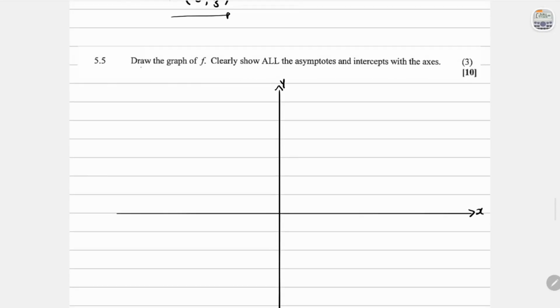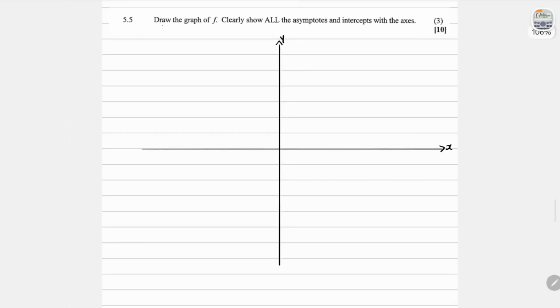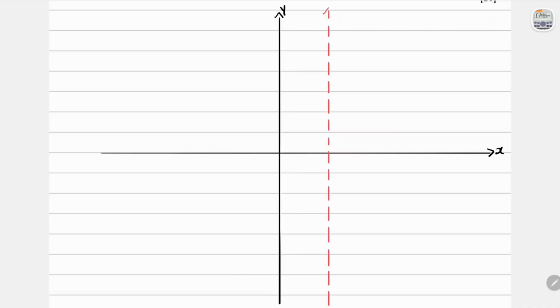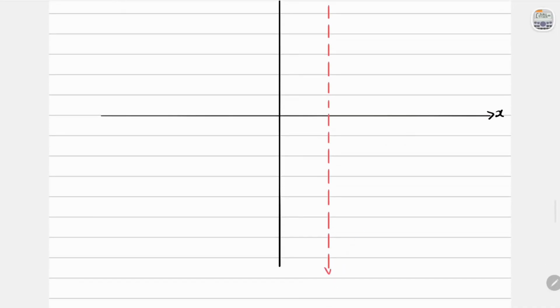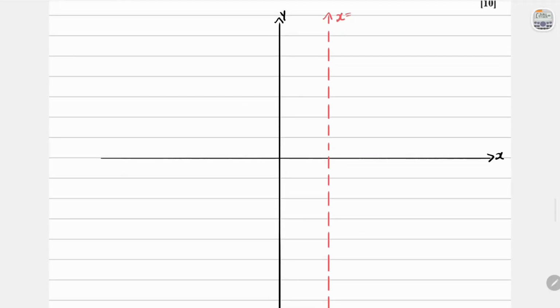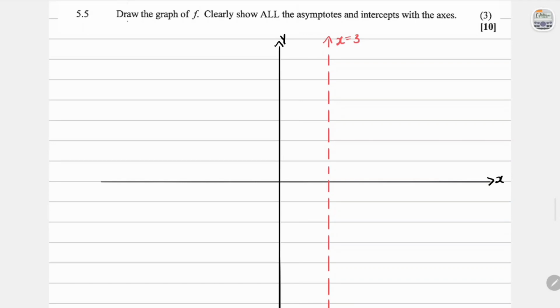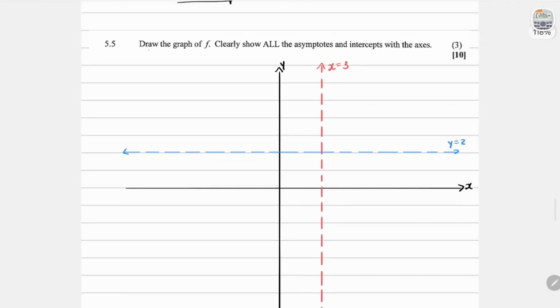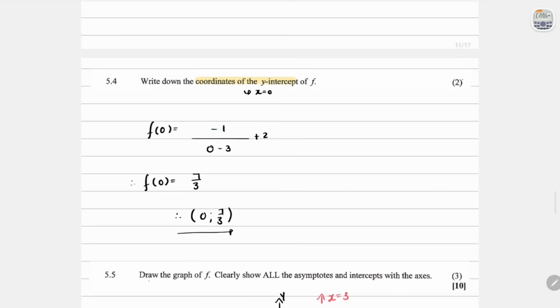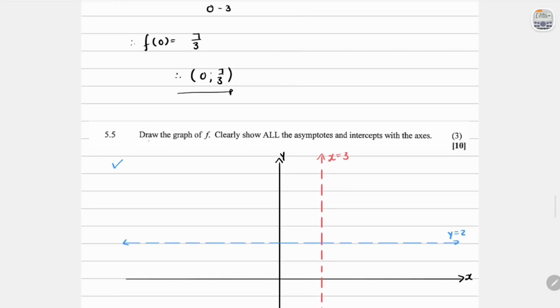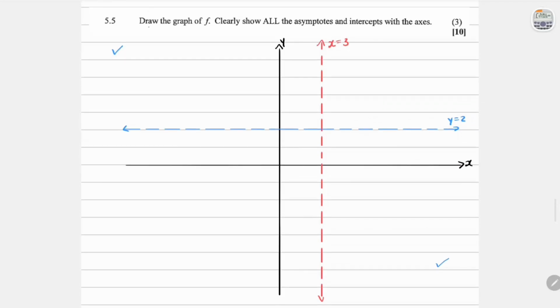So the vertical asymptote is x equals 3. So we can put that, and it's going to be a dotted line. So there we go. And that is x equals 3. And then the horizontal asymptote, and that is y equals 2. So that is going to be a horizontal line, and it's going to be dotted as well, and it's y equals 2. Okay, now the value of a is negative, so we know that it's going to lie in the second and the fourth quadrant.